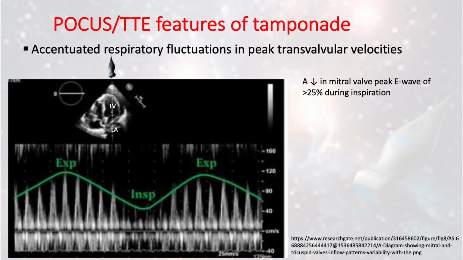Across the mitral valve on the left side of the heart, the reverse happens. During inspiration, due to the larger venous return and bulging of the septum to the left ventricle, the venous return to the left atrium will decrease, and so the blood flow velocity will also decrease. In this example, once you put the spectral Doppler line across the mitral valve, you will note that the flow is about 40 centimeters per second during inspiration and about 120 centimeters per second during expiration, which is more than the normal 25% or less drop during inspiration, which can occur in normal physiology. Therefore, a drop in the mitral valve peak E wave of more than 25% during inspiration indicates tamponade physiology.